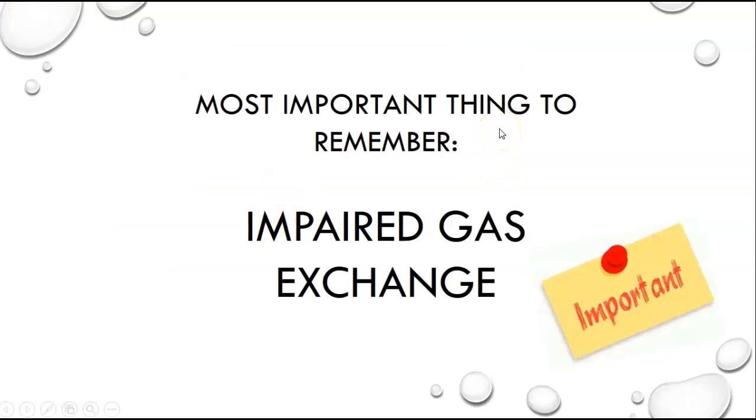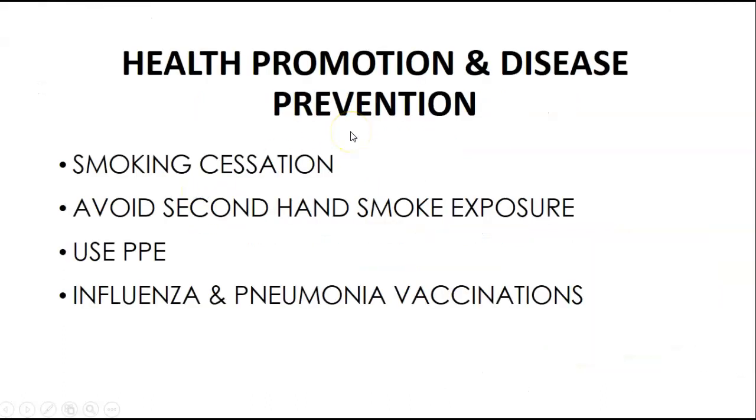So some important things to remember with these patients is that they have impaired gas exchange. In dealing with these patients, we want to look at some of their lifestyle choices. If they are still smoking, they need to stop. They need to avoid those who smoke. Use proper protection when around those that are contagious to lessen upper respiratory and lower respiratory infections. And these individuals should also get both their flu and pneumonia vaccinations.